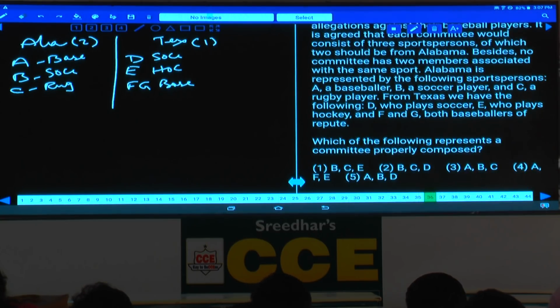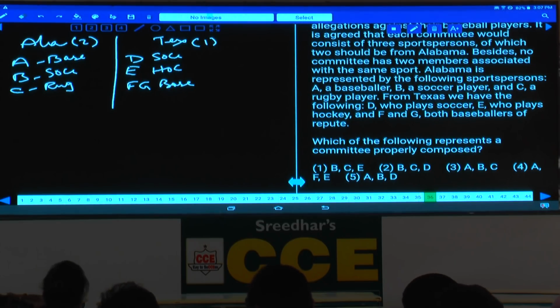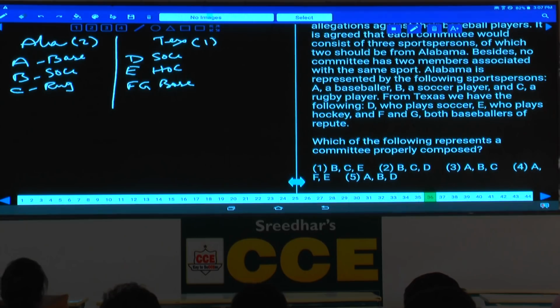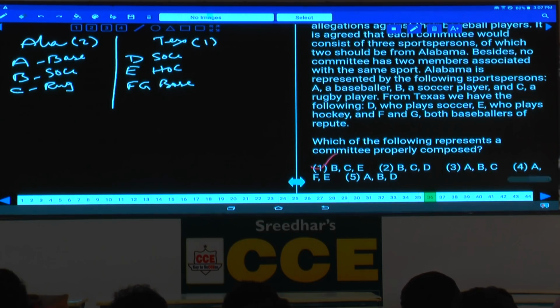Now in these types of questions, we should always go through the questions rather than trying to form a committee at all. Isn't it? Because each and every question is based on some additional data. Then, which of the following represents a committee properly composed? Now choice 1. Tell me whether B, C, E can be a committee or not. Why? B and C from Alabama means 2 persons were there and 1 person from Texas, that is E. Now B soccer, C rugby and E hockey. All these 3 persons belong to 3 different sports, hence choice 1.